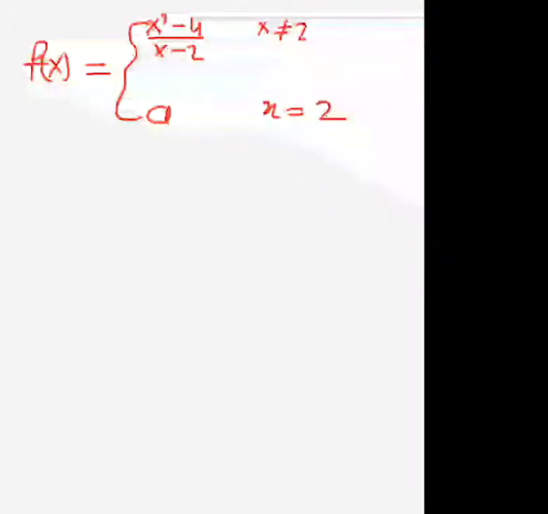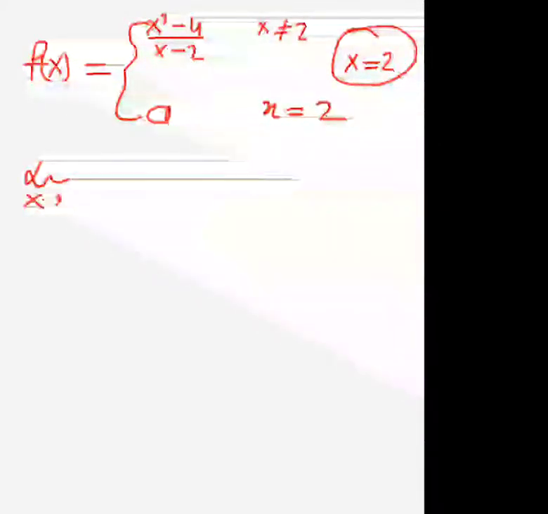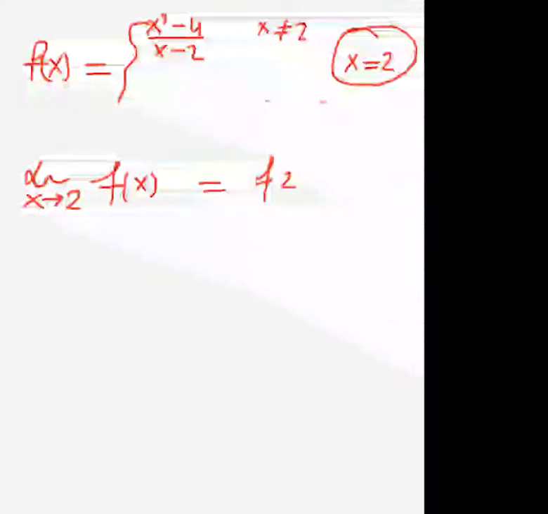It is given to us that the given function is continuous at x equals 2. Function is continuous at x equals 2, so limit of x tends to 2 f(x) must be equal to f(2). The value of f(2) is given as A.